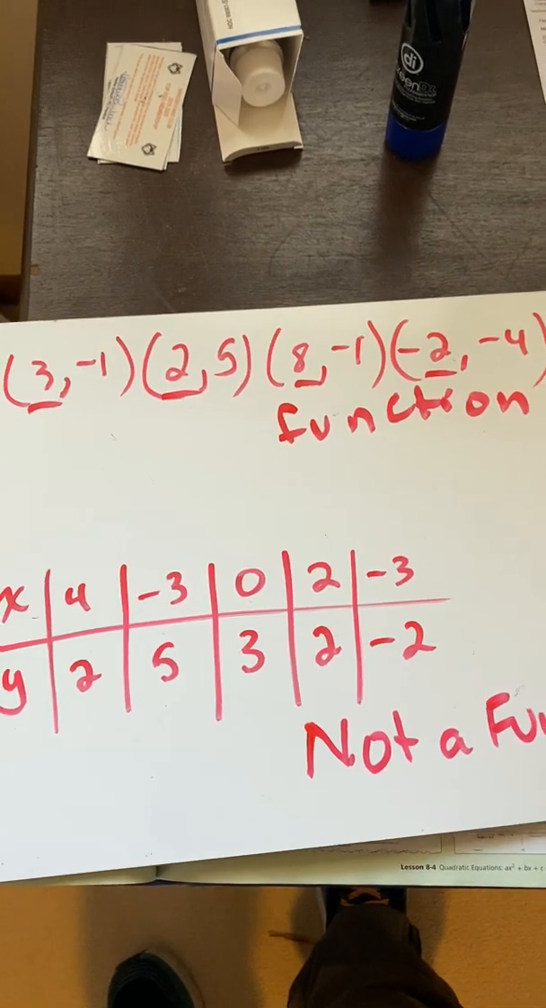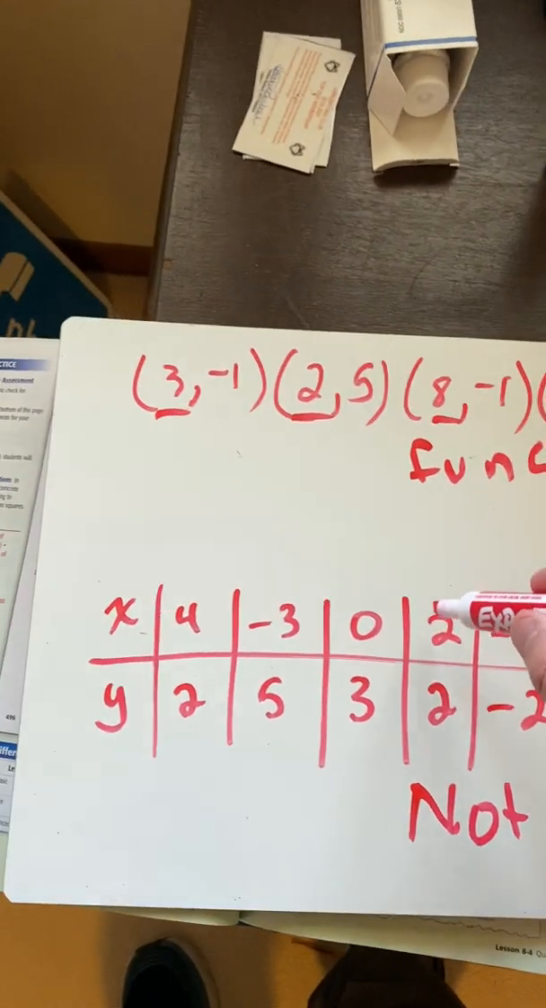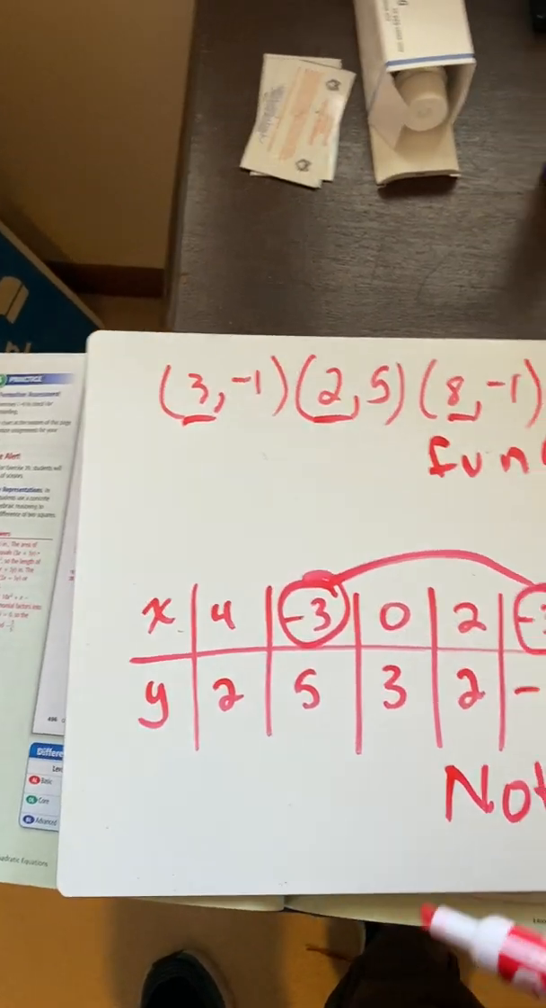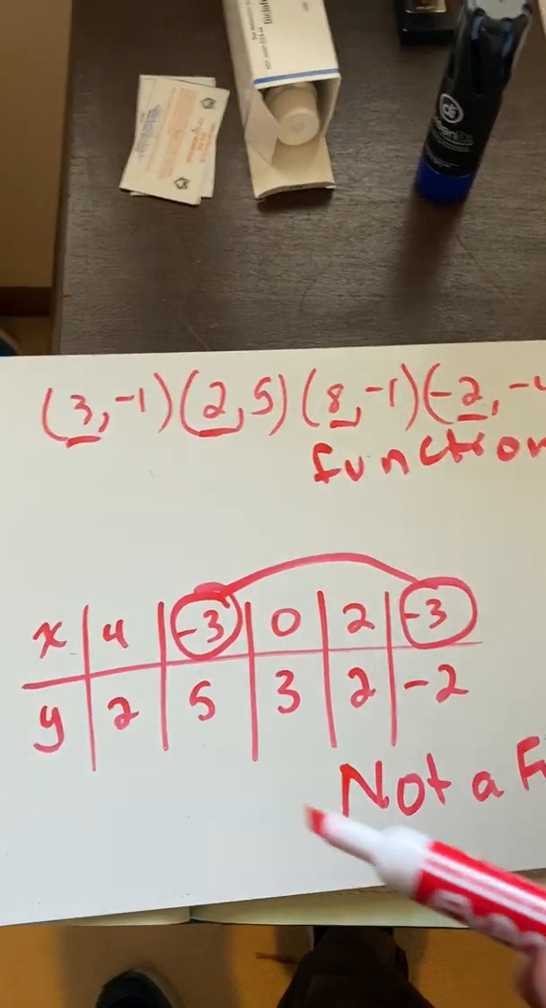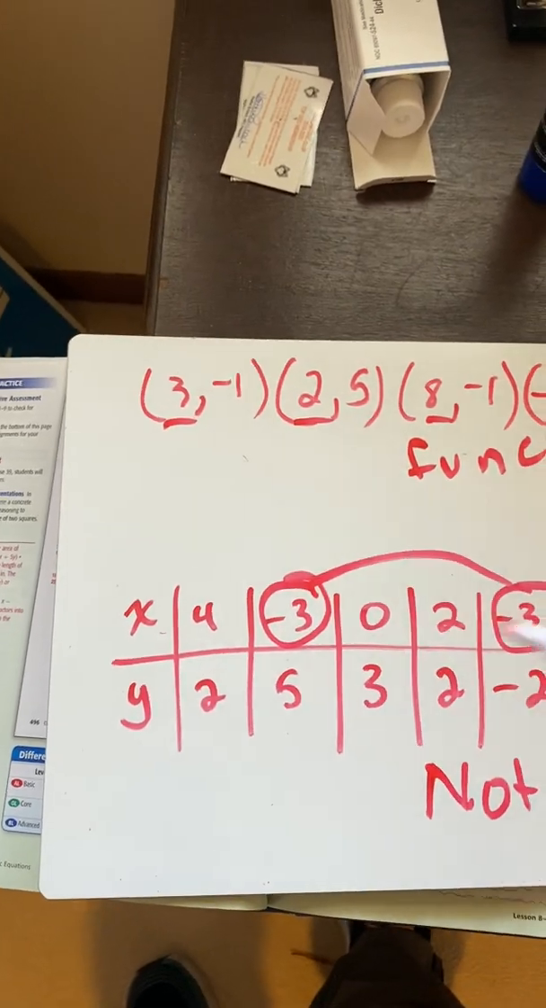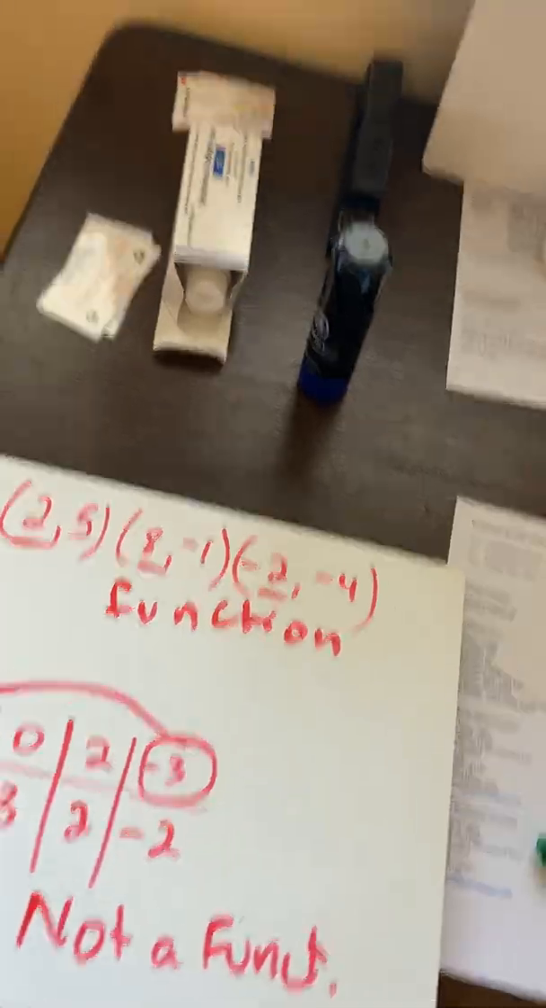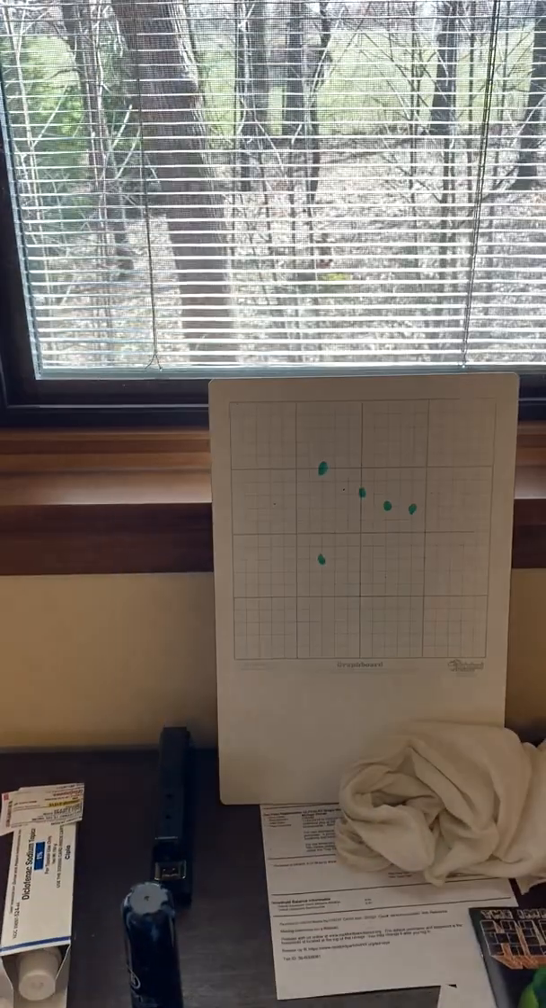You could just call it a relation, but if you just saw this, -3 and a -3, you've got 2 values that are the same in the x, 2 domains, 2 x values that are the same, 2 inputs that are the same. Not a function. Doesn't pass the vertical line test.